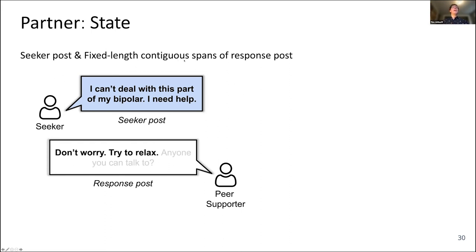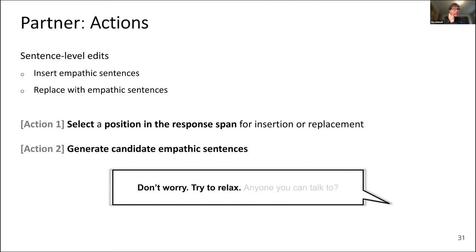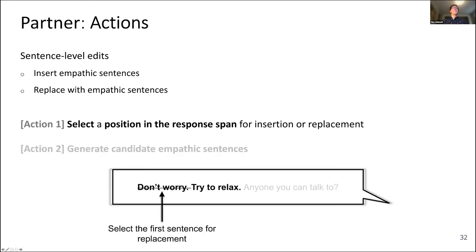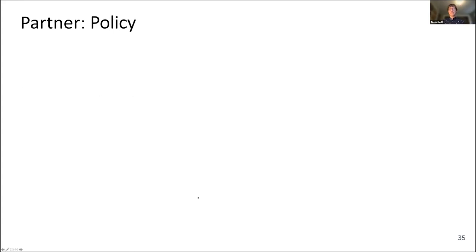The state will be made up of the seeker post, which is really important to be context specific, and a fixed length contiguous span of the response post. We do this because response posts can get longer and longer. One design decision we make here is that the edits and actions that can be taken are either insert an empathic sentence or replace an existing sentence. So we have this sentence level action that we can take. First we figure out what's the position where we want to do something. Do we want to insert or replace here? And then we need to generate a new candidate sentence. So here we could replace "being manic is no fun" and make this particular edit.